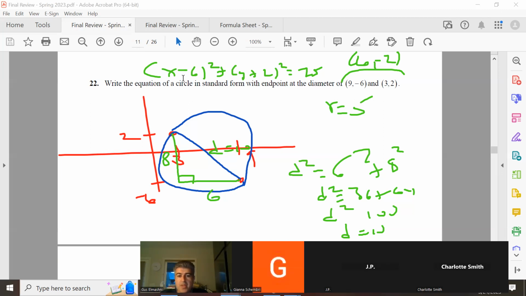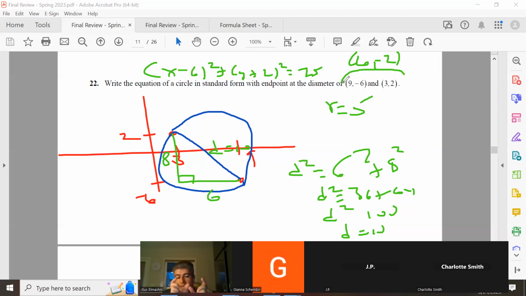Oh, that's just the center, the midpoint. Your center is always going to be halfway between the two endpoints, right? So think about it. What's halfway between 9 and 3? Or the average, put it that way. What's the average of 9 and 3? 6, right? 9 plus 3 divided by 2. And for -6 and 2, if you add that up and divide by 2, -6 plus 2 is -4. Half of that is -2.